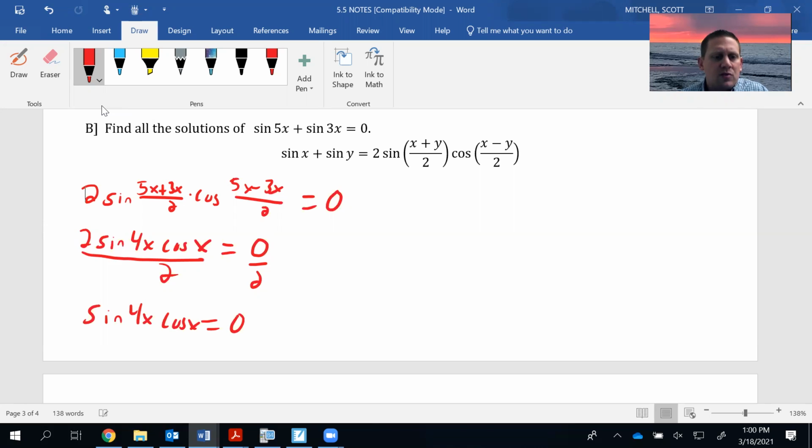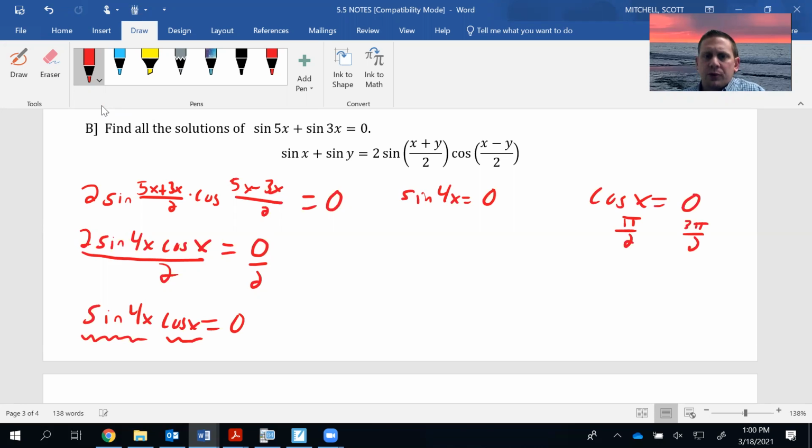So now really it becomes 2 separate questions. We're going to set each thing equal to 0. So we're going to take the sine of 4x and say that that equals 0. And we're going to take the cosine of x and see where that equals 0. This one's going to be a little easier to solve because the period isn't changed. So here we're going to have pi over 2 and 3 pi over 2. All right, and then we can add 2 pi into both of those because I think we want all the answers. There's no interval that we're finding.